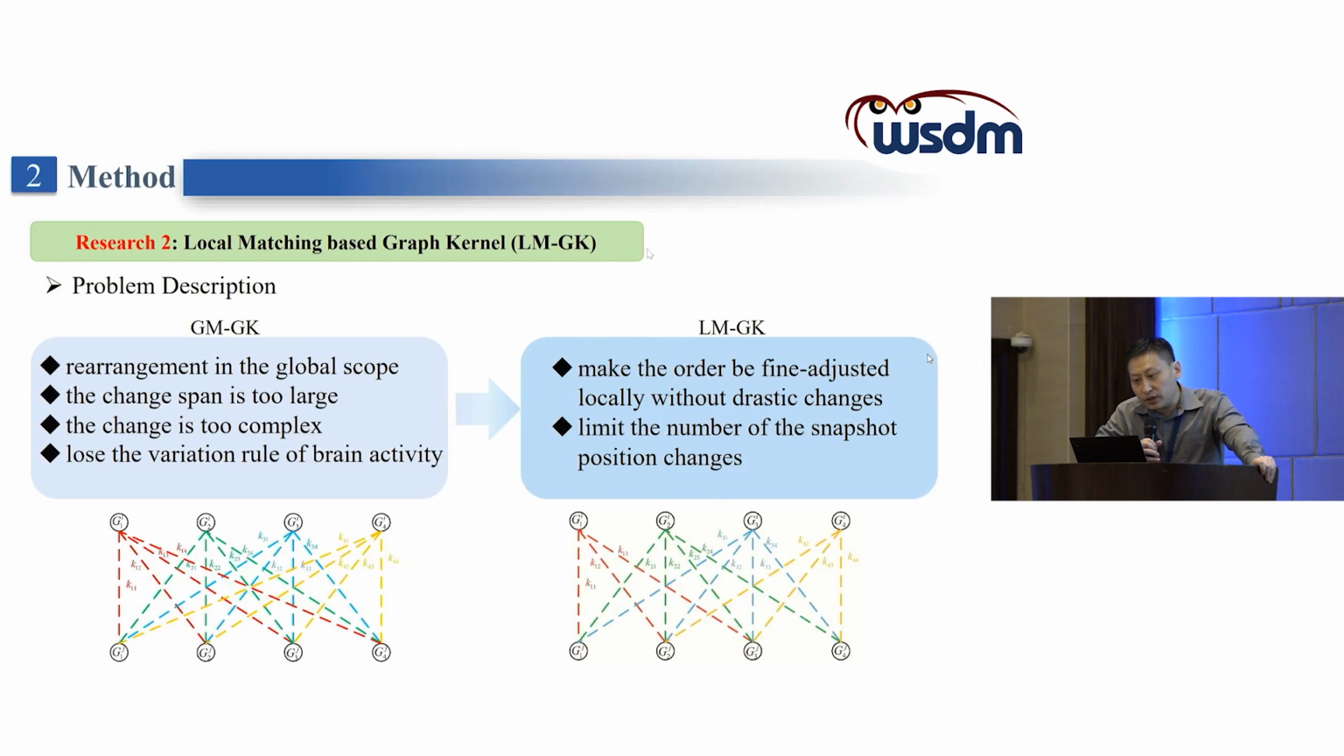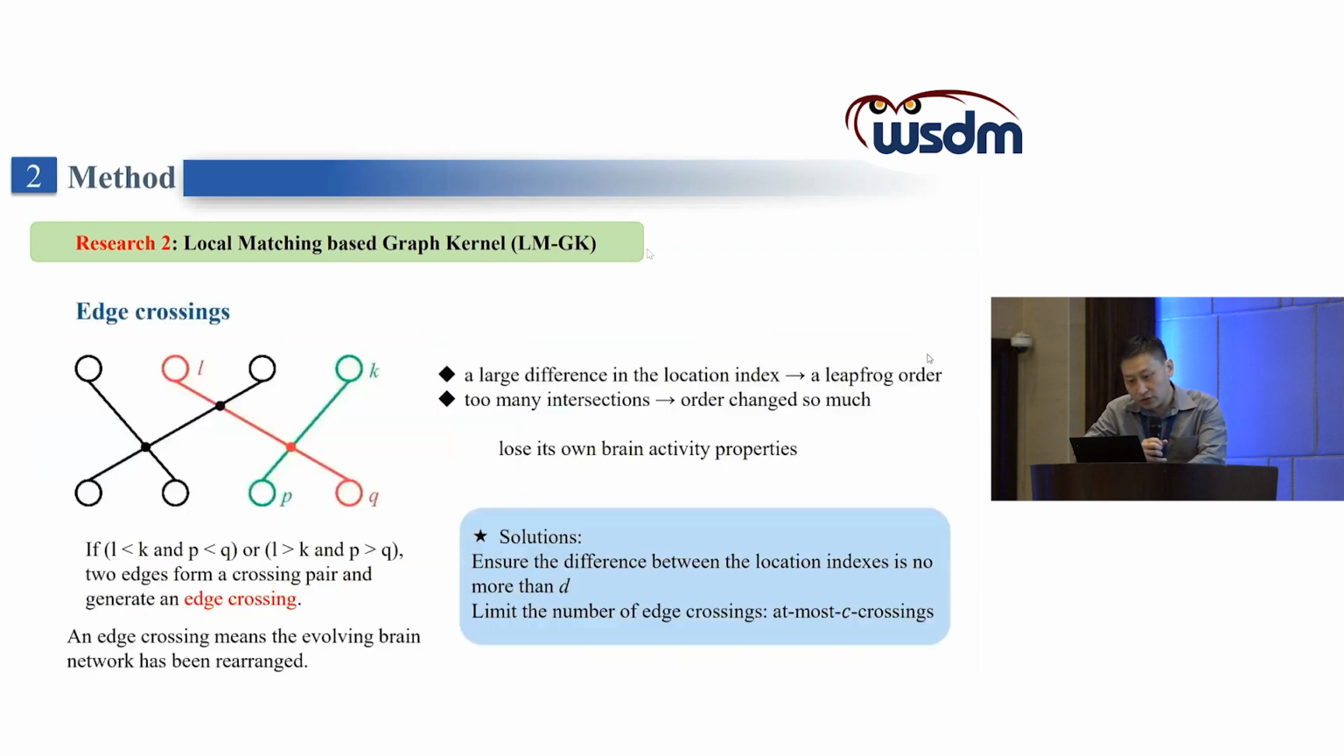So we proposed a constraint that limits the number of snapshot position changes, which means in the bipartite graph, we would like to minimize the number of intersections of the edges. For example, if we have this matching, we have 4 pairs, but we have 3 intersections. When we have 3 intersections here, it means that the order is not well preserved. So that becomes our second objective.